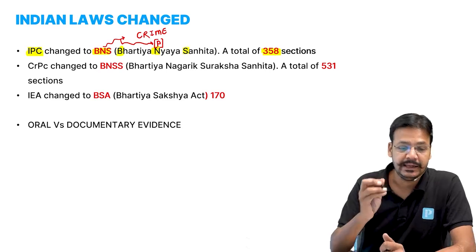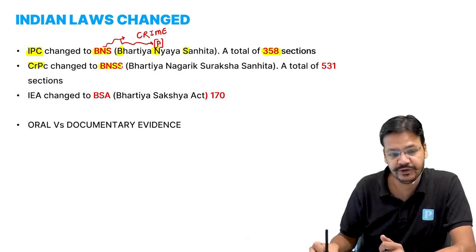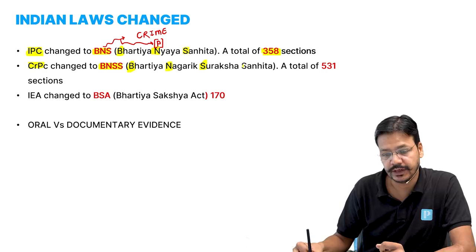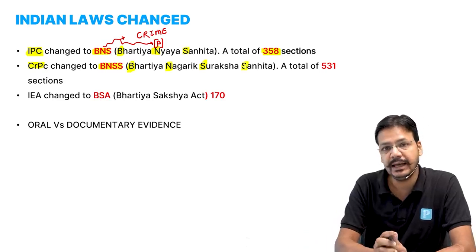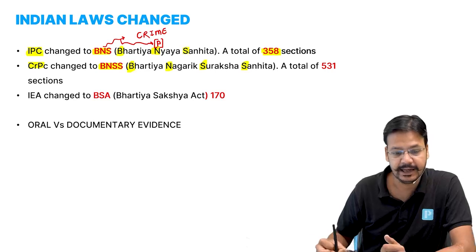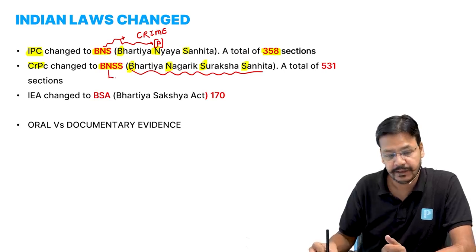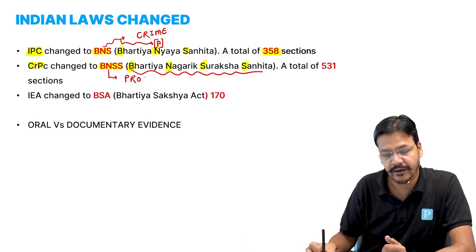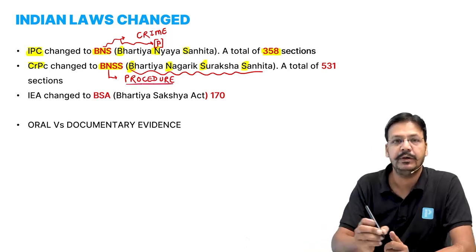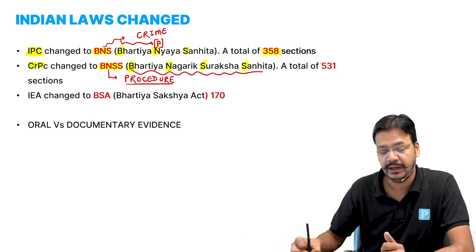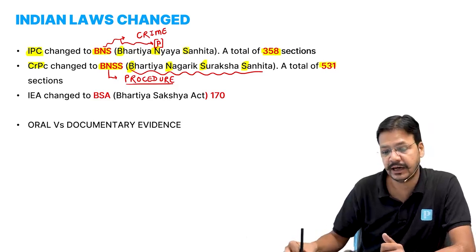Now CRPC has been changed, BNSS, Bharatiya Nagrik Suraksha Sanhita. And my dear friend, in this act, we have all the important procedure for criminal, procedure for court, procedure for everything that comes under BNSS. And here the number of sections are 531.